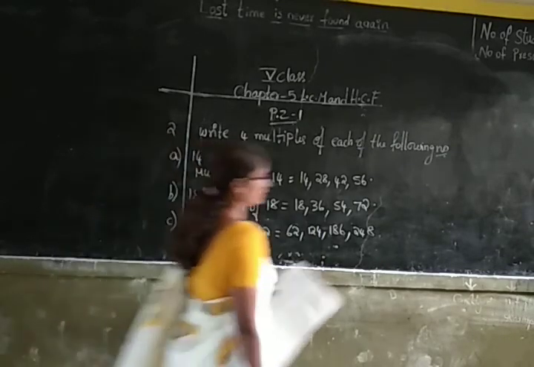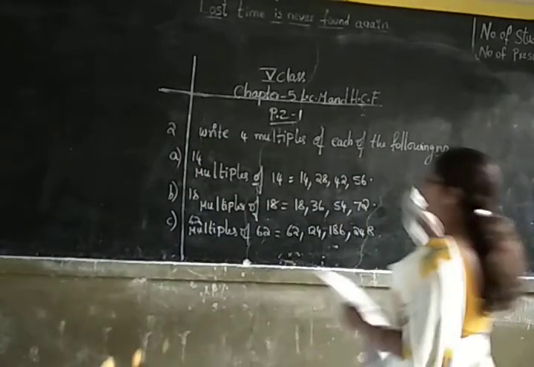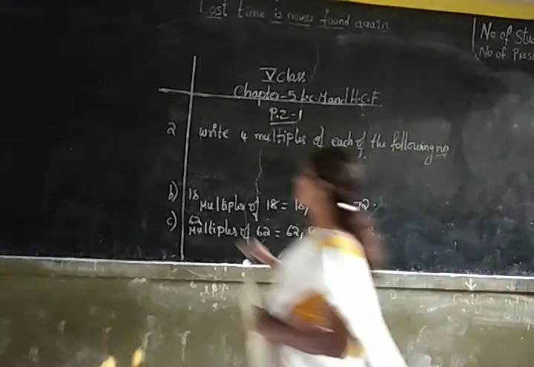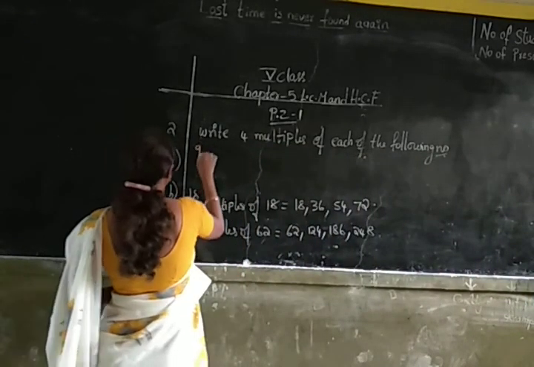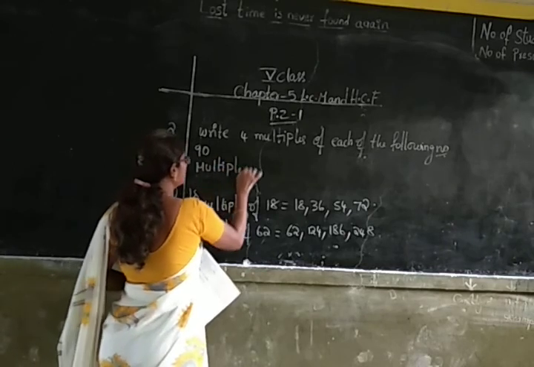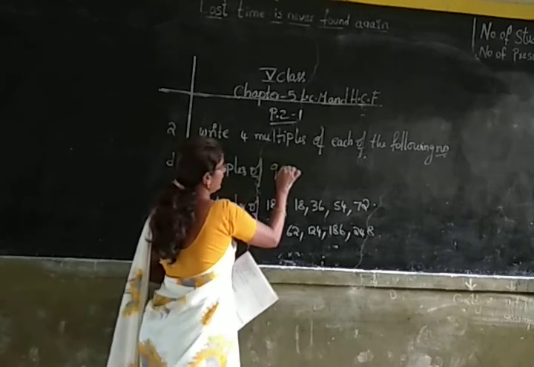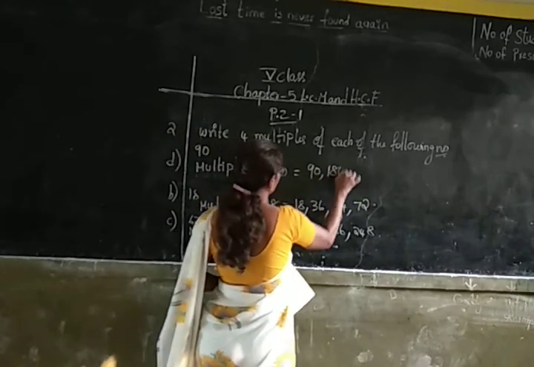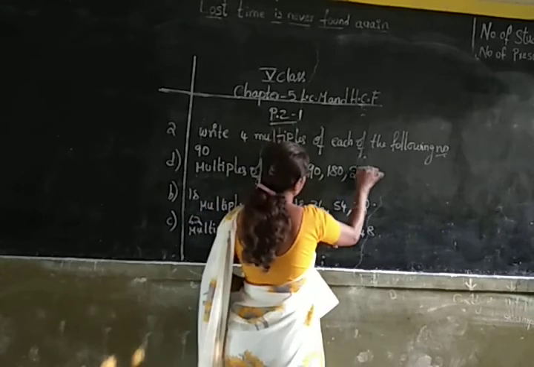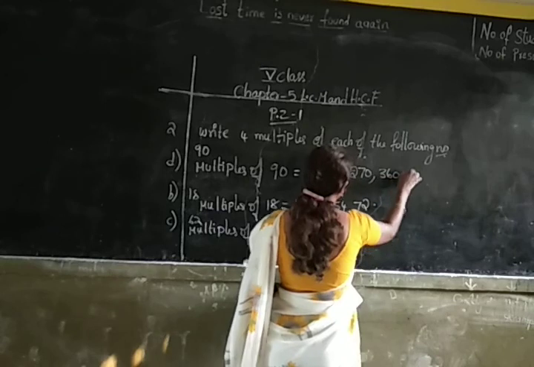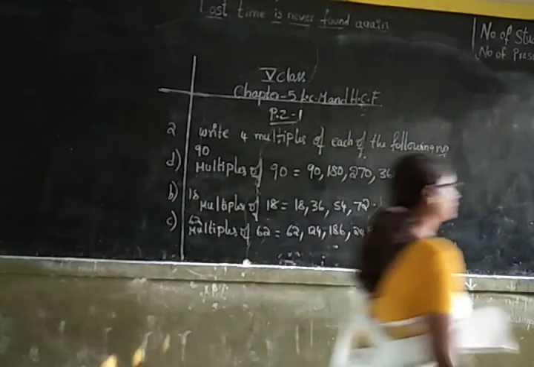Okay, now let us write down the multiples of 19. That is the question. Now let us do the next question. You have to write down the multiples of 90. 90 ones are 90, 90 twos are 180, 90 threes are 270, 90 fours are 360. Okay, children?